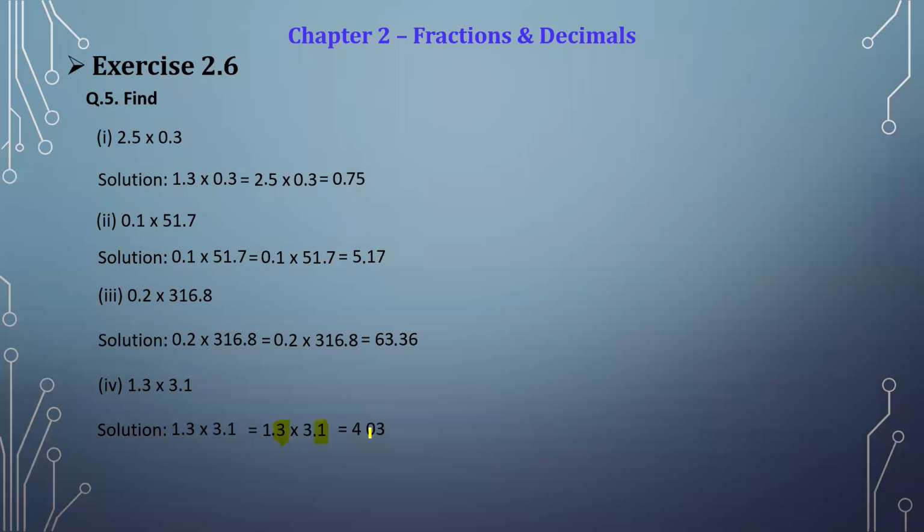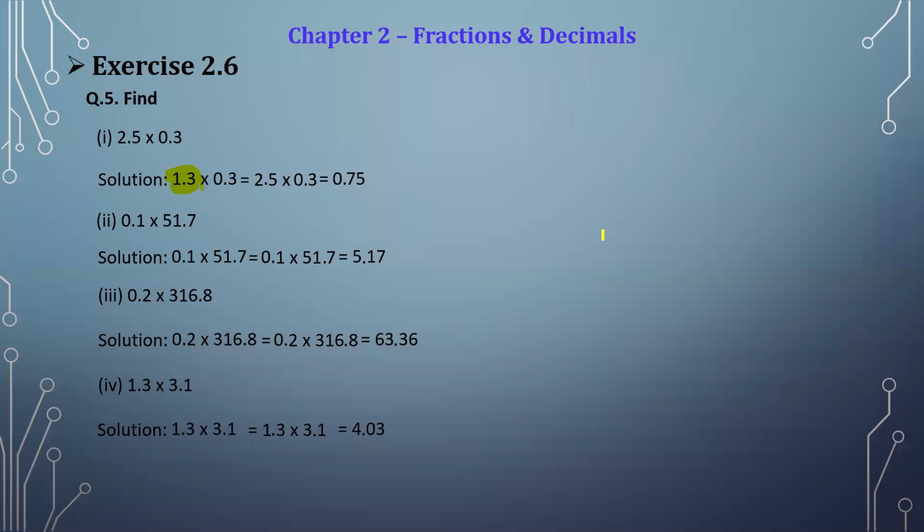So therefore in the final answer after the decimal point 2 digits should be there. So therefore we have to keep that decimal point before 03 and after 4. So therefore their product is 4.03, which is the final answer for the sub question number 4, 1.3 into 3.1. So in this way we can solve the examples in which we are going to consider the decimal numbers.